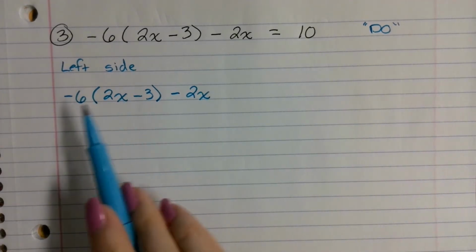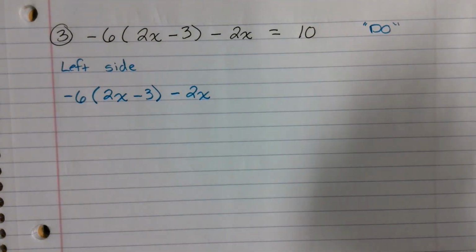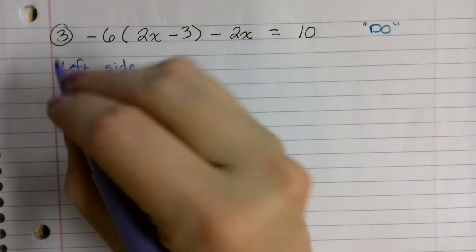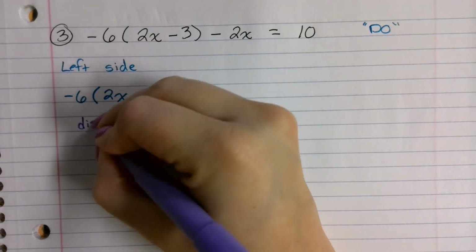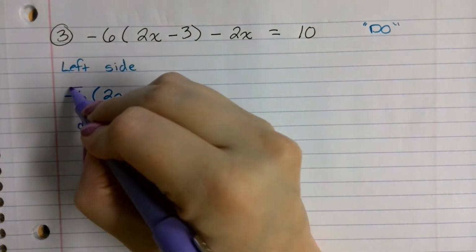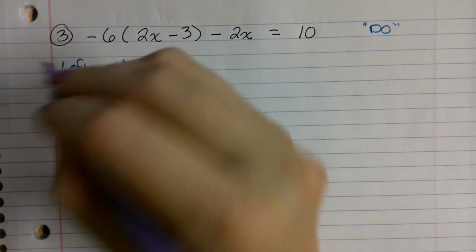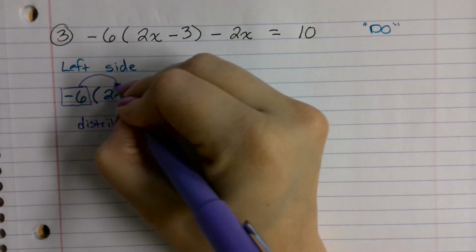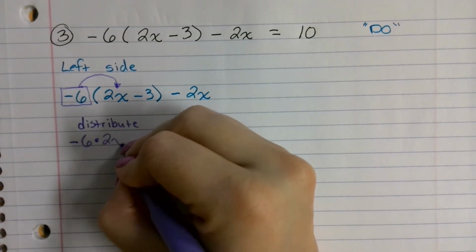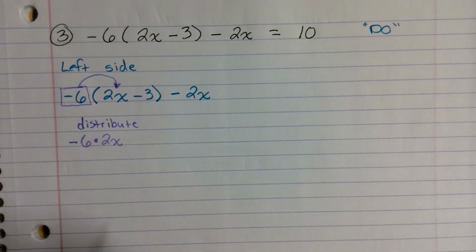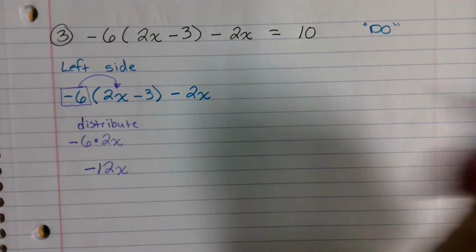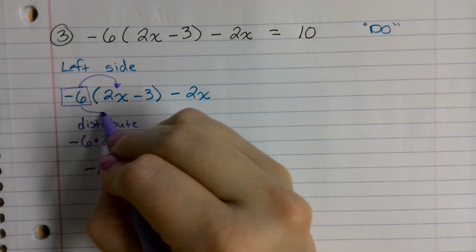Okay? So we have to perform that distributive property first. We've got to perform distributive property first. So I'm going to distribute, which means I'm going to take that negative 6 and I'm going to multiply it by 2x. And what's negative 6 times 2x? Negative 12x.